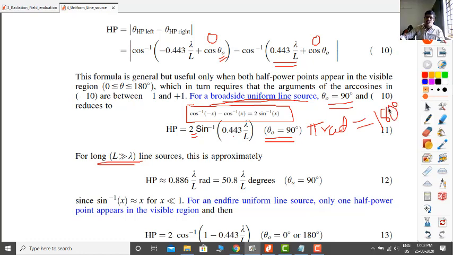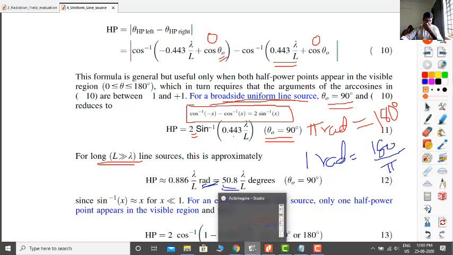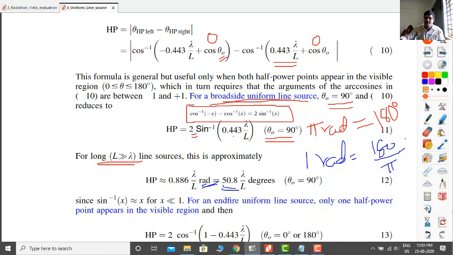Therefore, 1 radian will be 180 by pi. Now you replace this 1 radian by 180, you multiply with 180 and divide by pi, and you will be getting 50.8 lambda by L degrees.